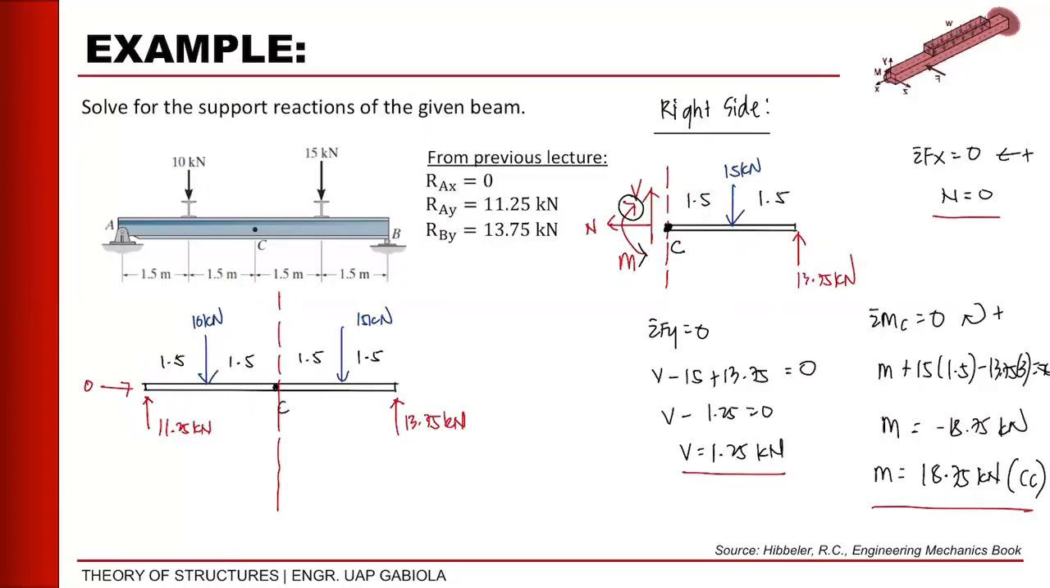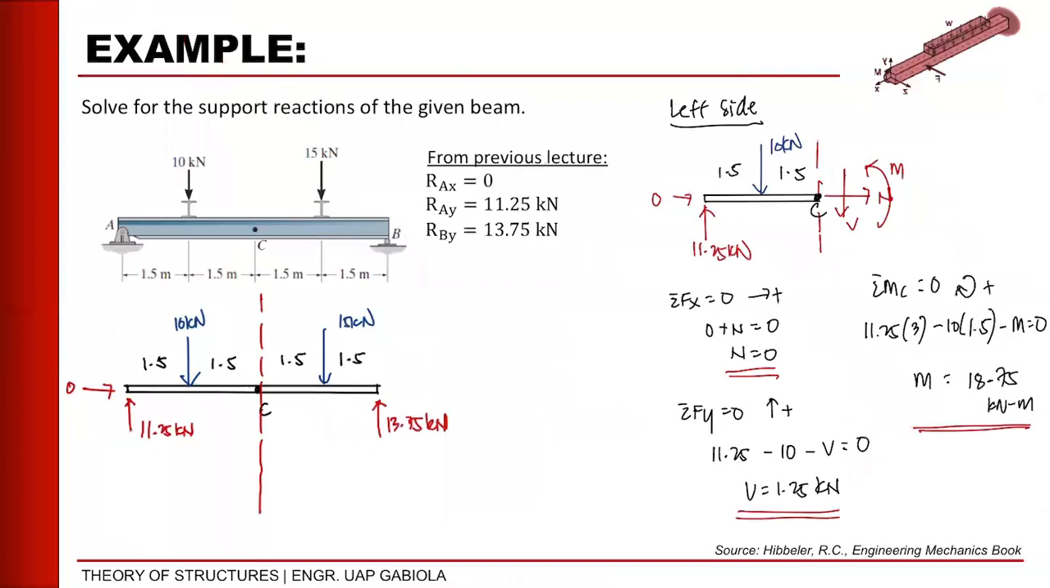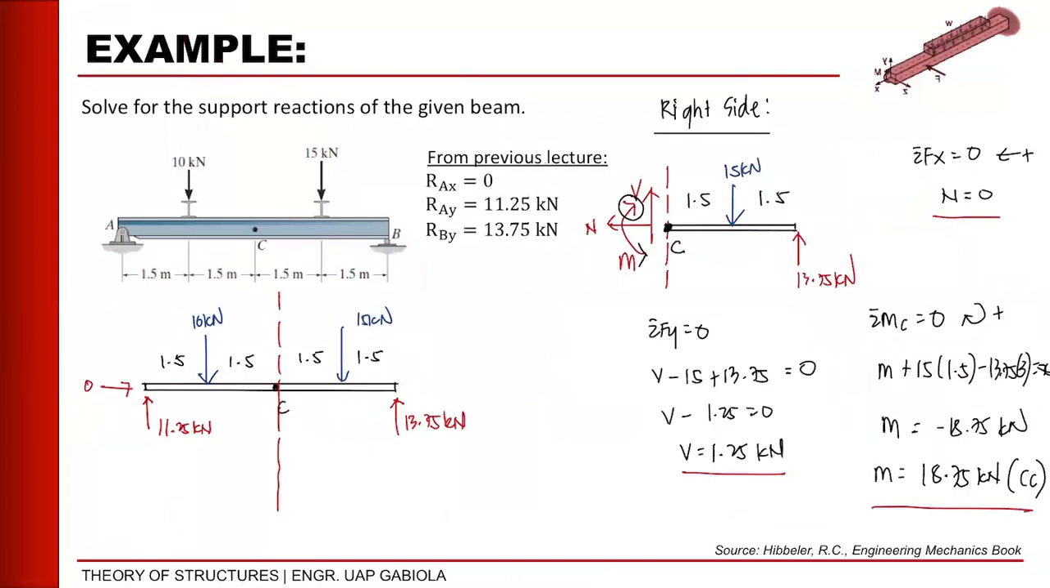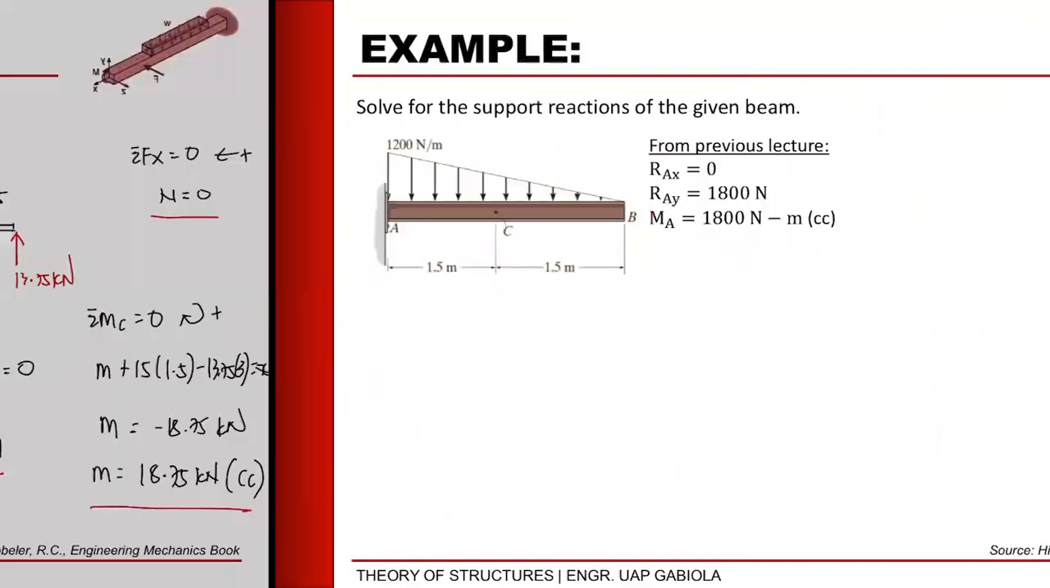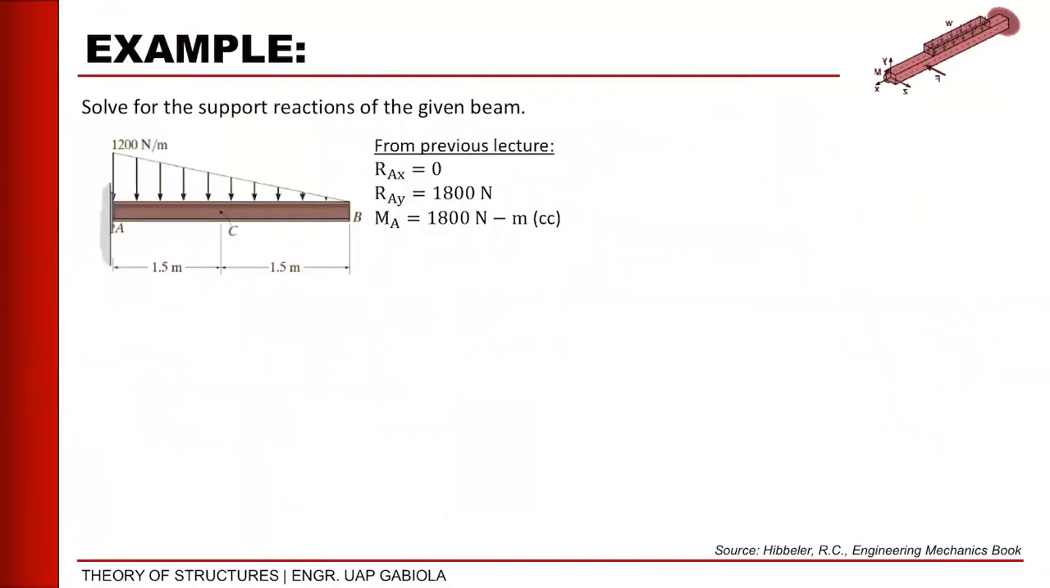Right? So, that's for number 1, so we can find our internal forces. Okay? Next, we go to our previous number 2. Again, the values of the reactions are already identified. Now, let's just redraw our free body diagram.